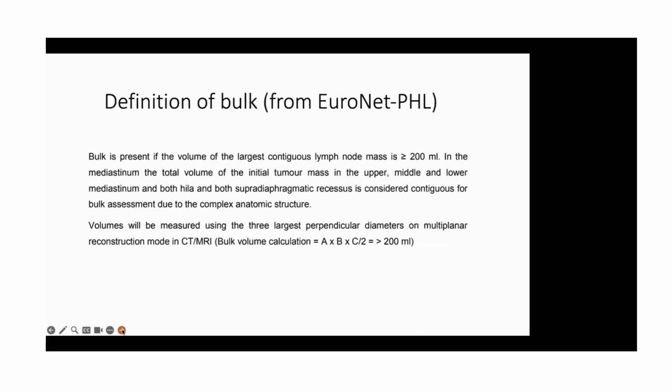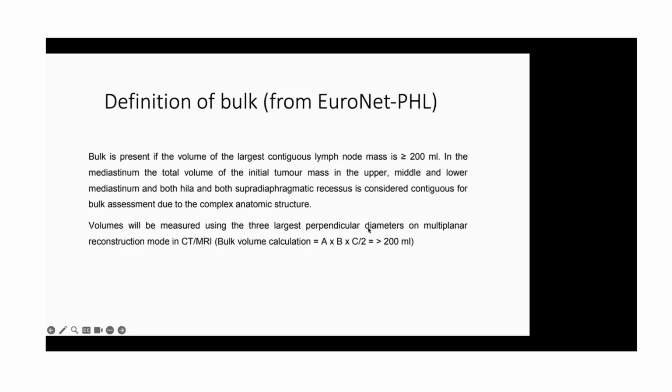So there is a definition using the EuroNet protocol. This is for lymphomas. And what is the definition of having bulky disease, and what does this mean? Bulk is present if the volume of the largest contiguous lymph node mass is more than 200 milliliters. And in the mediastinum, the total volume of the initial tumor mass in the upper, middle, and lower mediastinum and both hila and both supradiaphragmatic regions is considered contiguous for bulk assessment due to complex anatomic structures.